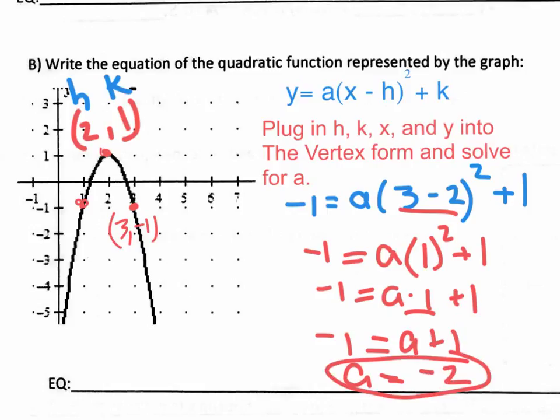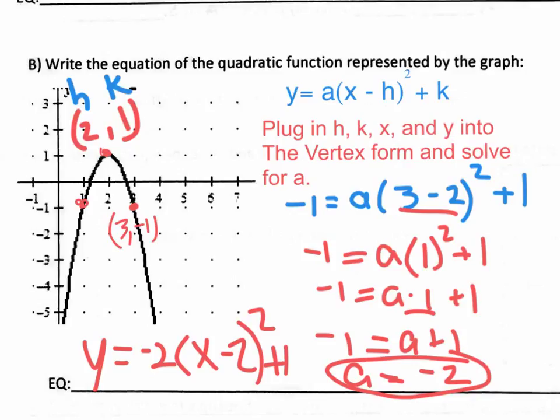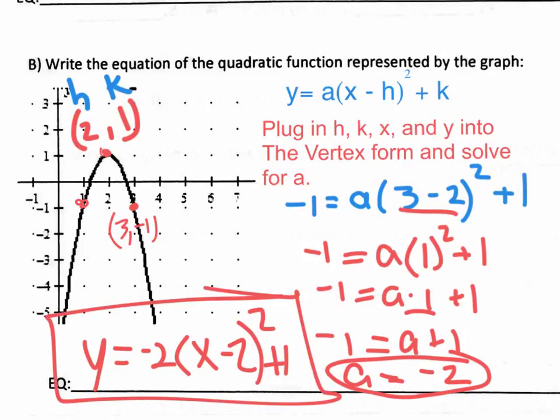And now that I have the a value, and I also have an h and a k, because I know my vertex, now I could actually write my answer, which is y equals a, which is -2, parenthesis x minus h, which is -2, close parenthesis, to the second power, plus k, which is +1. Ladies and gentlemen, that's your answer right there. You got it? Got it.